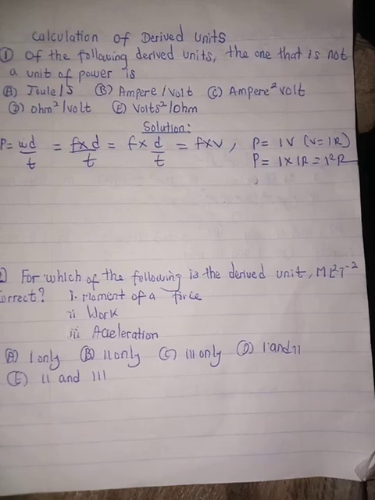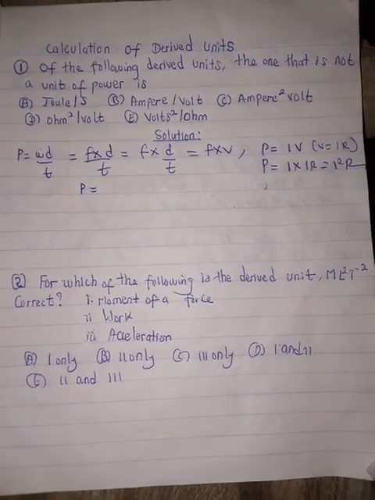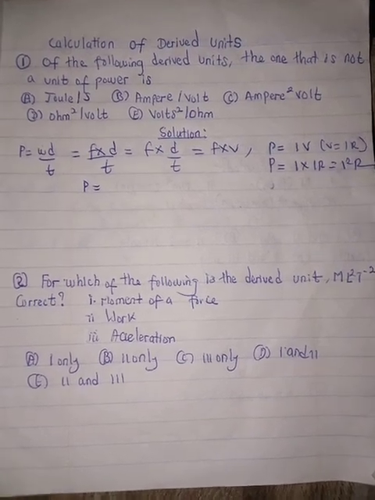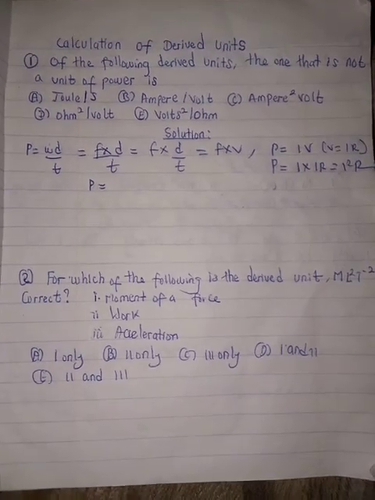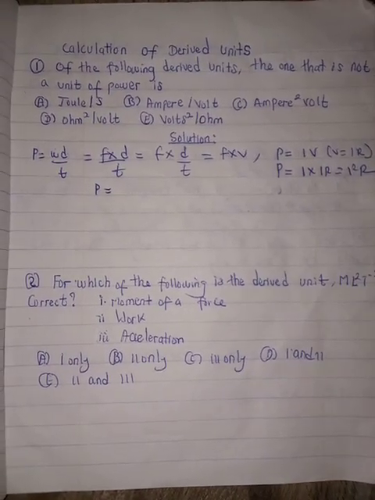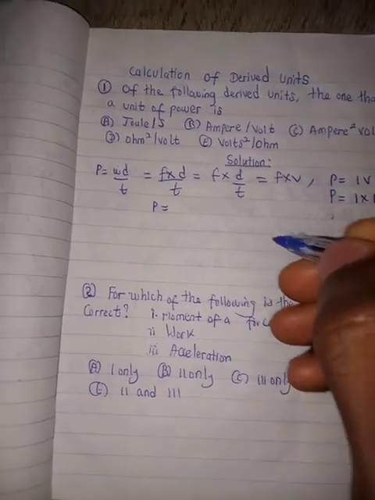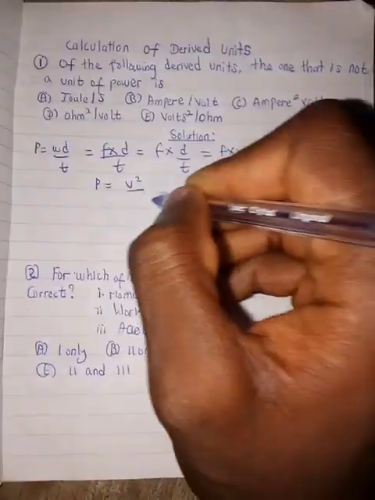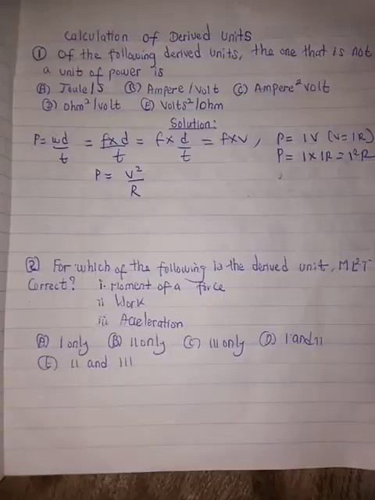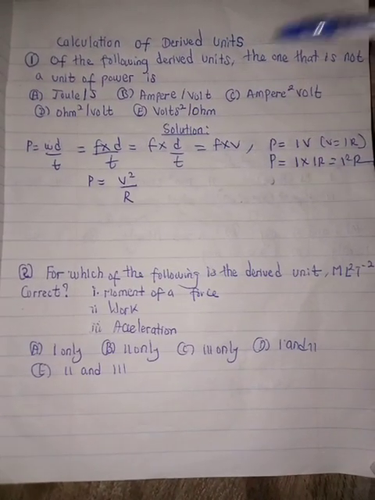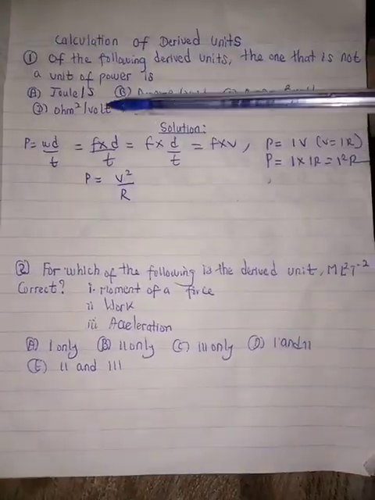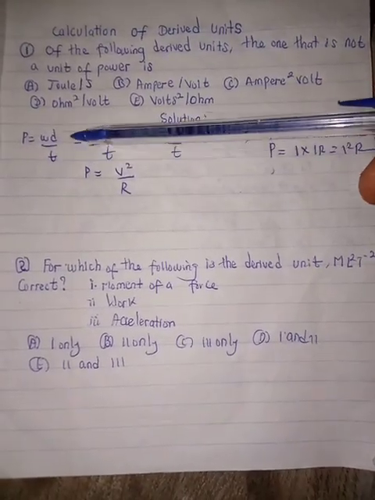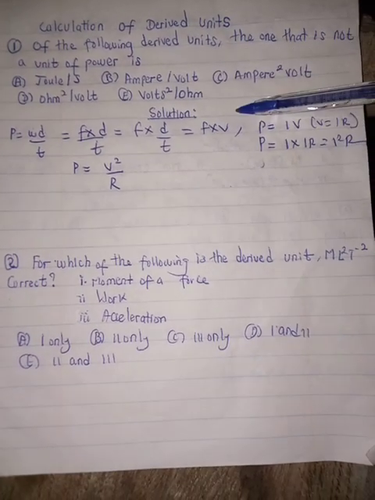Then another thing too is power. Put this one at the back of your mind to help you to be fast while calculating questions on electricity. Though I will create a separate video when it comes to the time for electricity. So power equal to voltage square over resistance R. So if you compare, you see that A is here, joule, work done is measured in joule, then time in second. B is ampere per volt.